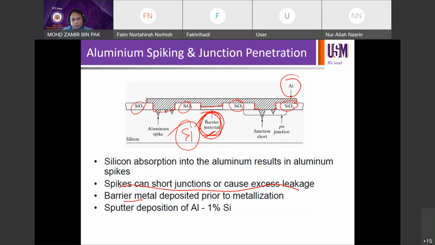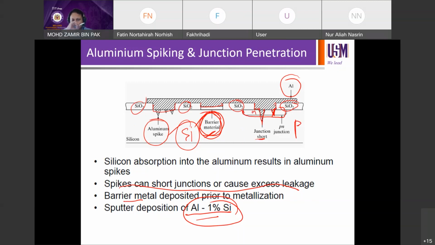So in order to prevent this, you can also do sputter deposition of aluminium with 1% of silicon. Maknanya you dah supply the silicon siap-siap dalam aluminium tu in order to reduce the spiking probability, right? So you can see here, aluminum spikes, and if you have a junction, katakanlah you ada junction, say this one is P-type, this one N-type, or vice versa. And then if the aluminum spikes, you akan dapat leakage. Dan dia akan cross the junction, short. Okay, short.